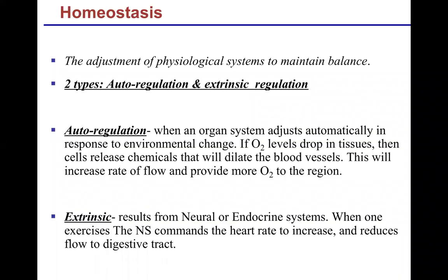The other type is extrinsic regulation, which results from the neural or the endocrine system, known as neuroendocrine regulation. When one exercises, the nervous system commands the heart to increase the rate, the heart rate increases, and it reduces the flow to the digestive tract. By doing that, it brings blood and oxygen to the muscles, and we are able to do the workout well.